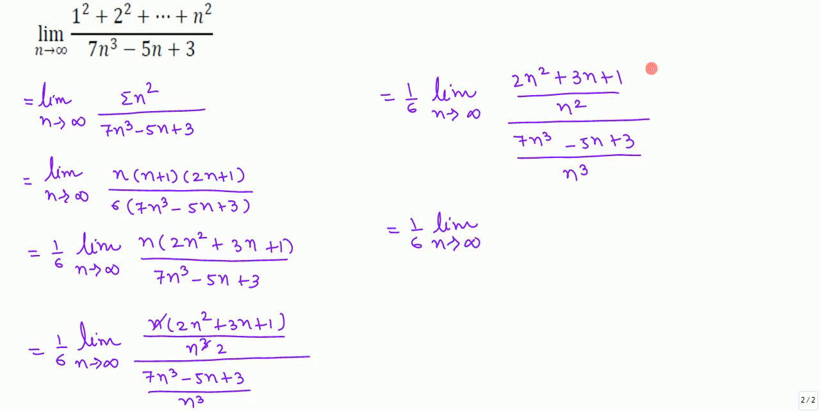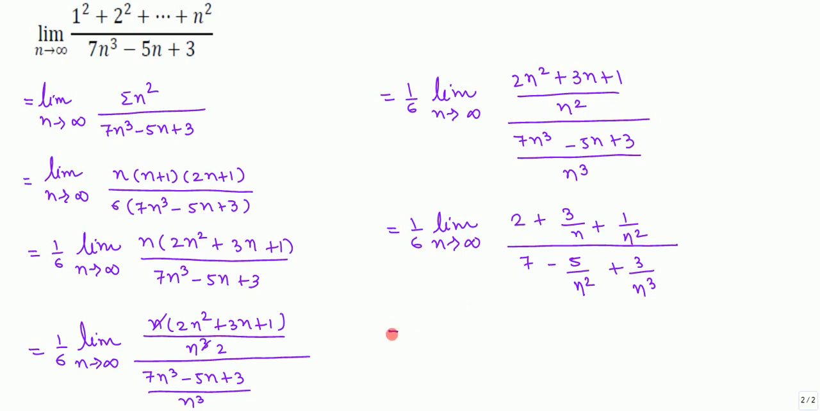Okay, now dividing each term by n square. 2n square upon n square equals 2, plus 3n upon n square becomes 3 upon n, plus 1 upon n square as it is, whole divided by 7n cube upon n cube is 7, minus 5n upon n cube, the n cancels, 5 upon n square, plus 3 upon n cube.